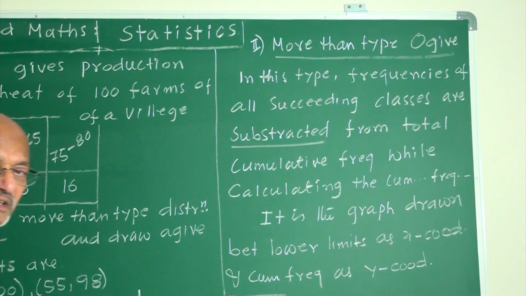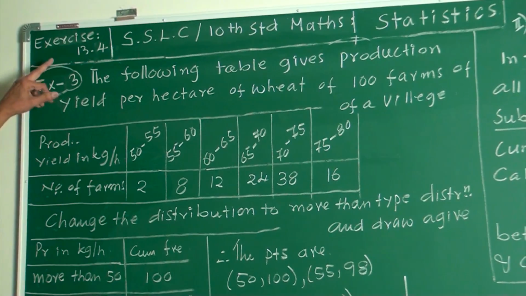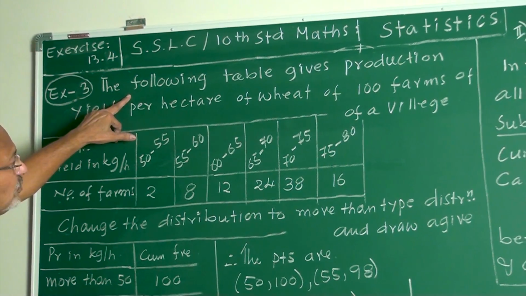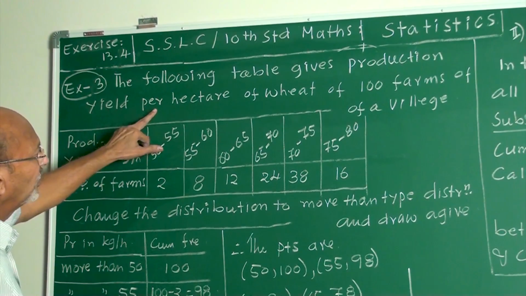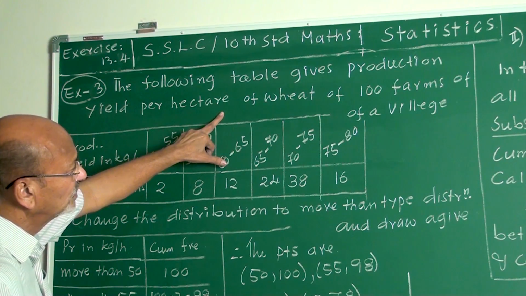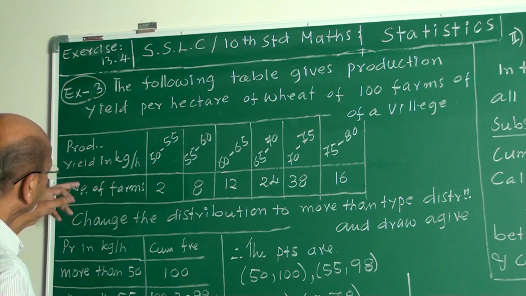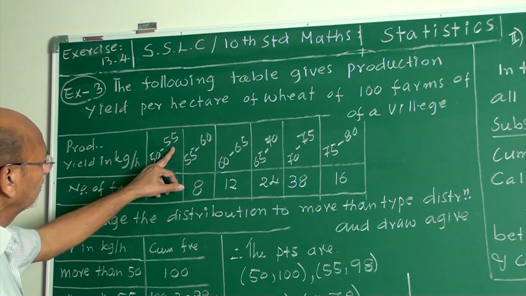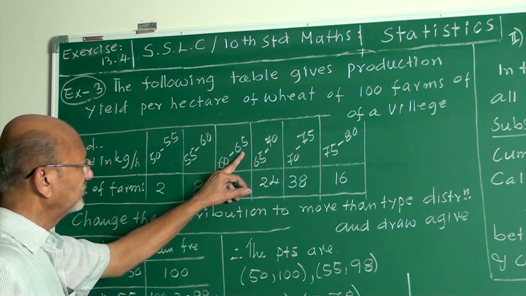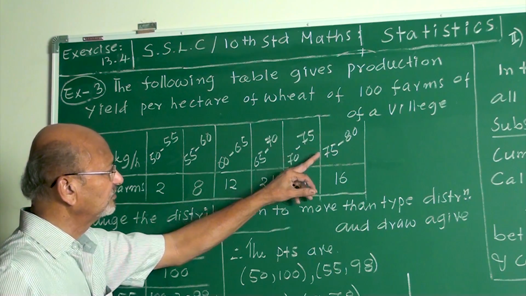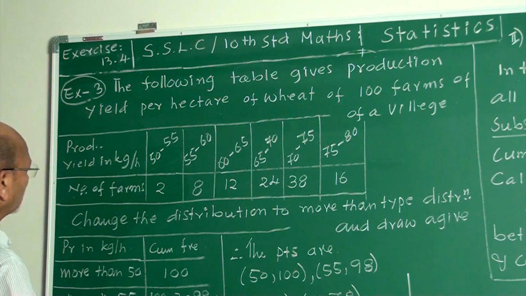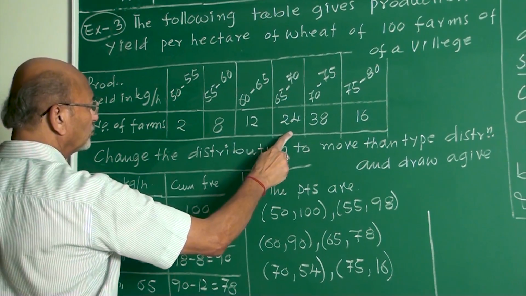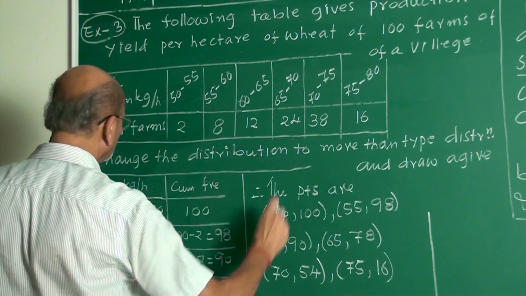Yes, my friends. Then there is one example in your textbook. Once again, exercise 13.4, example number 3. The following table gives the production yield per hectare of wheat of 100 farms of a village. This is the distribution given. Production yield in kg per hectare: 50 to 55, 55 to 60, 60 to 65, 65 to 70, 70 to 75, 75 to 80. These are the number of farms: 2, 8, 12, 24, 38, 16.